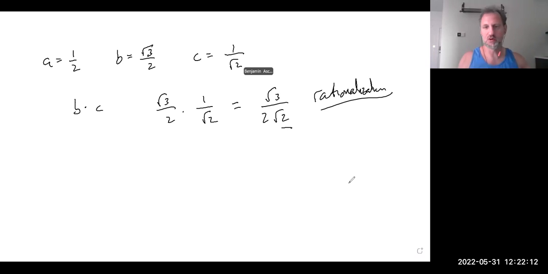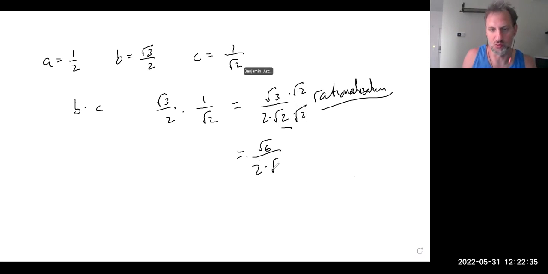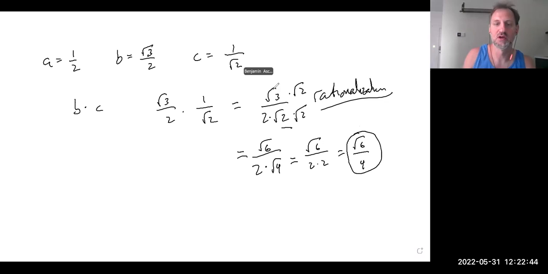So if I want to rationalize this, I multiply by what is radical in order to get rid of the radical, right? Because square root of 2 times the square root of 2 is the square root of 4. So this is square root of 6, because that's square root of 3 times the square root of 2, over 2 times the square root of 4. So this is the square root of 6 over 2 times 2, which is the square root of 6 over 4. This is a rationalized version of this answer.